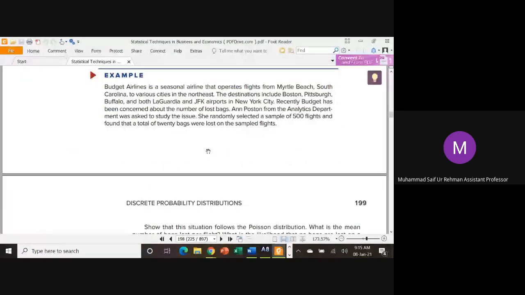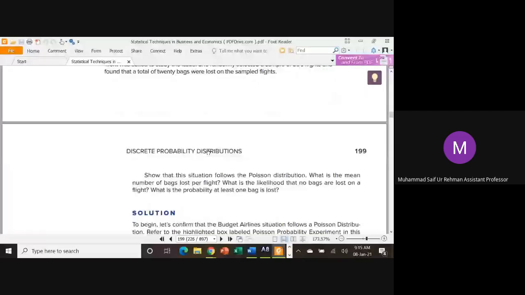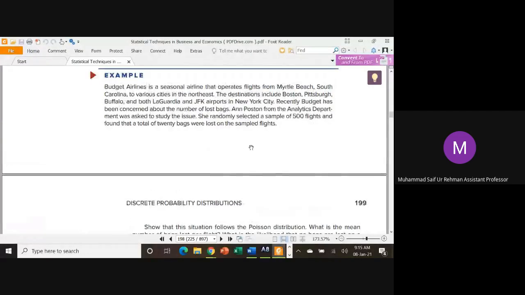So now there are several examples. Let us first of all see the solved examples that are in your book. Example: Budget Airlines is a seasonal airline that operates flights from Myrtle Beach, South Carolina, to various cities in the Northeast. The destinations include Boston, Pittsburgh, Buffalo, and both LaGuardia and JFK airports in New York City.